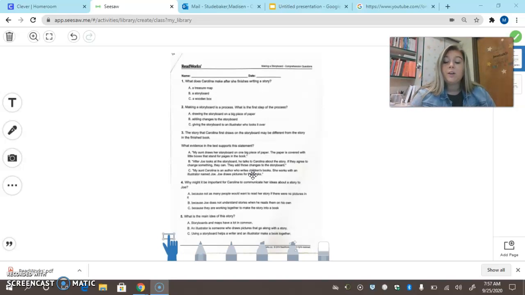Number 6. Read these sentences from the text. Aunt Carolina gives her storyboard to Joe. The sketches help communicate her ideas. After Joe looks at the storyboard, he talks to Carolina about the story. What does the word communicate mean here? A. Change. B. Think about. Or C. Share.